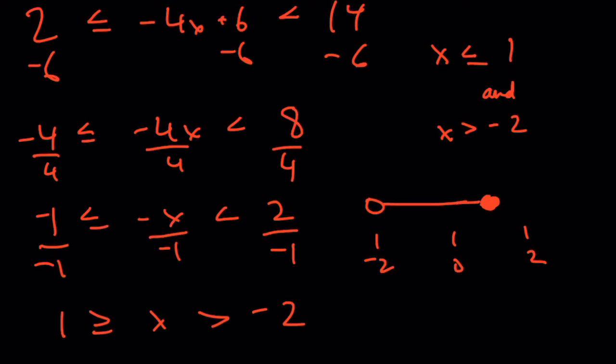And again, as always, make sure you plug in and check. So that first requirement for this part is that essentially if I plug in any number between these two, the compound inequality should work. So of course 0 is a lovely number here. Negative 4 times 0 is 0, plus 6, so that's 6. Is 6 greater than or equal to 2? Yes. Is 6 less than 14? Yep. And that's how you check. So that's how you solve a compound inequality.